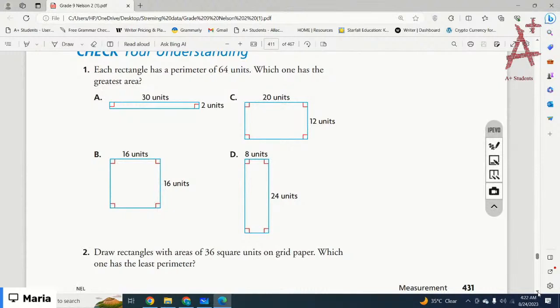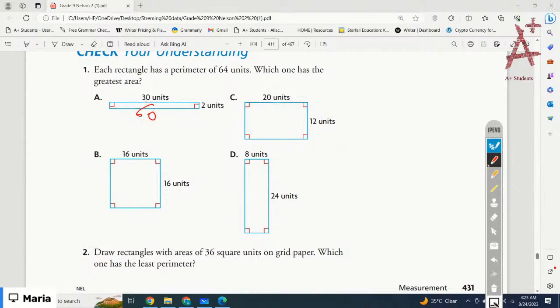So for the A part, you are given the length and you are given the width also. So for the area, you have to do length times width. So 30 times 2 is 60. Same here, 12 times 2 is 240. Then you have to do 16 times 16, that is 256, and 24 times 8 is 192, right?